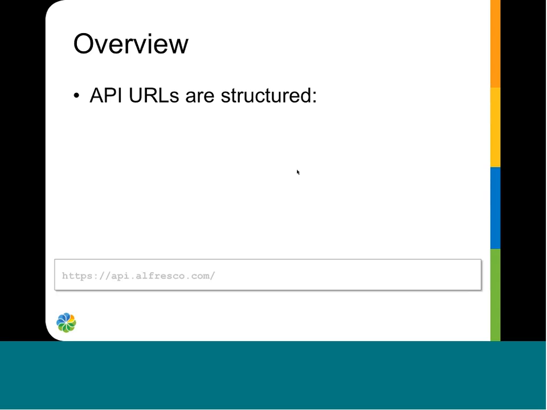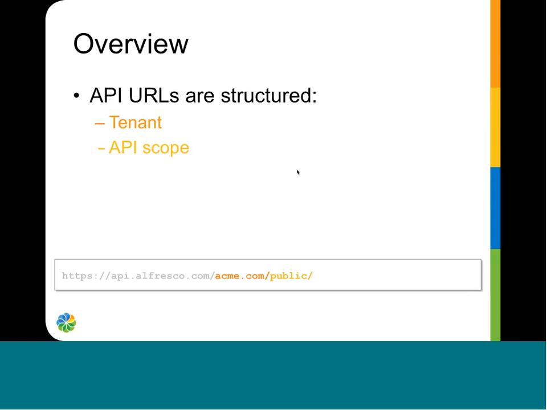So you can see here that, at least for cloud, we have an endpoint or a host called api.alfresco.com. The APIs within that are structured into tenants. So if you're signed up to your own network and perhaps one or two others, you can access those tenants using the tenant's ID, the domain of the tenant. And that's the primary structuring mechanism.